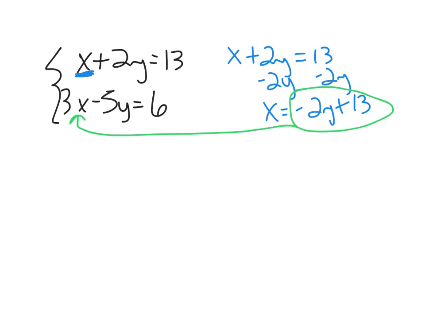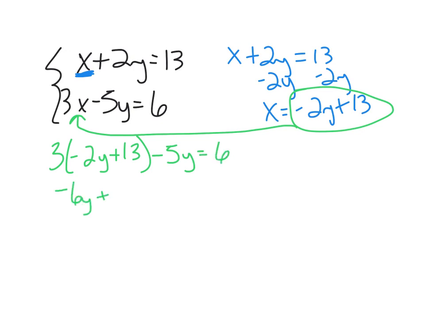So I'm going to write that 3, and then this part I'm substituting in, I'm going to put it in parentheses, because that 3 is going to need to get distributed and multiplied times all of those parts. So that's going to make this negative 6y plus 39 when I multiply the 3 times the negative 2 and the 3 times the 13.